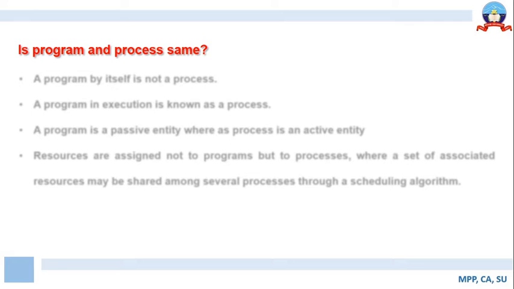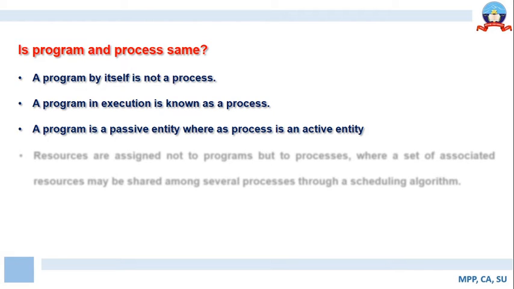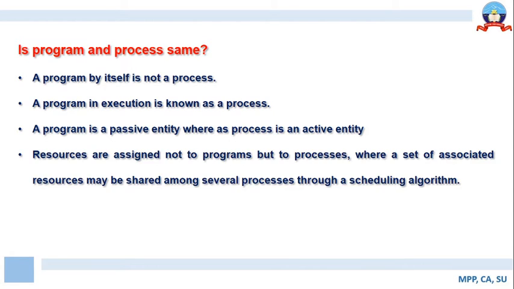Whenever a program is allotted CPU time for exhibiting desired behavior, then that program, or instance of the program, is called a process. So a program by itself is not a process; a program on execution is known as a process. A program is a passive entity, whereas a process is an active entity. Resources are not assigned to the program, but to the processes. For example, CPU time is not assigned to the program, but to the processes.